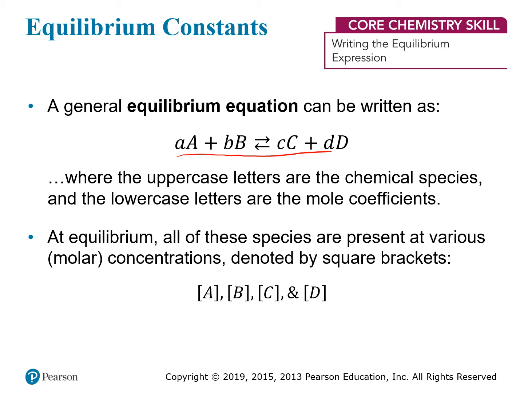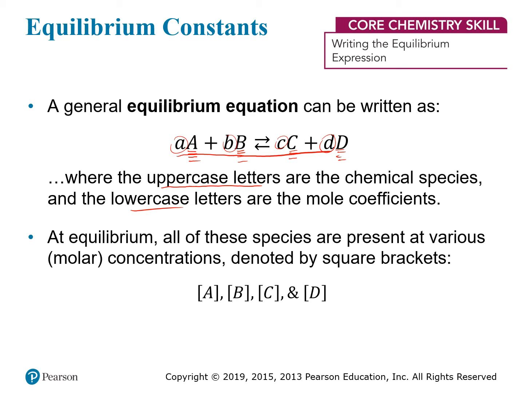So the different kinds of letters are for the different parts of the equation. The uppercase letters represent the actual chemical species, right? These would be like the formulas for the compounds that we're dealing with, okay? And then the lowercase letters represent the numbers in front, the mole coefficients, okay? So this would be like a moles of compound A plus b moles of compound B plus c moles of compound C plus d moles of compound D, okay? So these are the components.